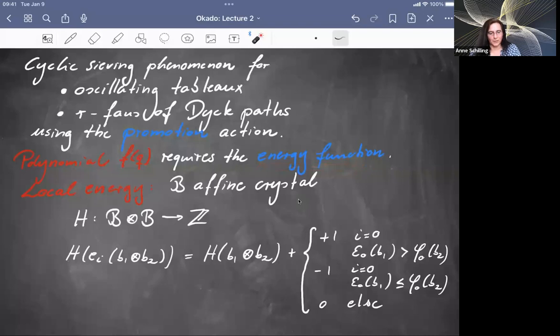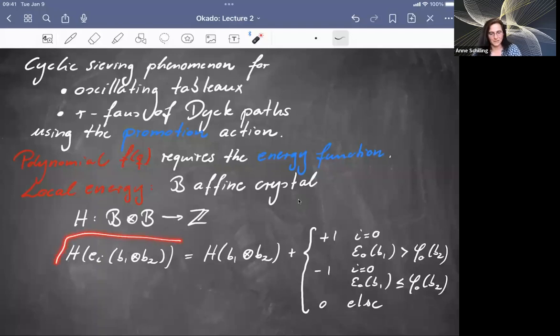So what do you need for the energy function? Well, first, for the definition, you need the local energy. And the local energy is actually defined on an affine crystal. So far, we've only studied non-affine crystals, but to define this local energy function, you need an affine crystal. The local energy is actually defined in a more general setting, but here I'm going to restrict myself to the tensor product of two equal crystals, so B tensor B. But you can also take two different crystals, B1 and B2, and also define an energy function.